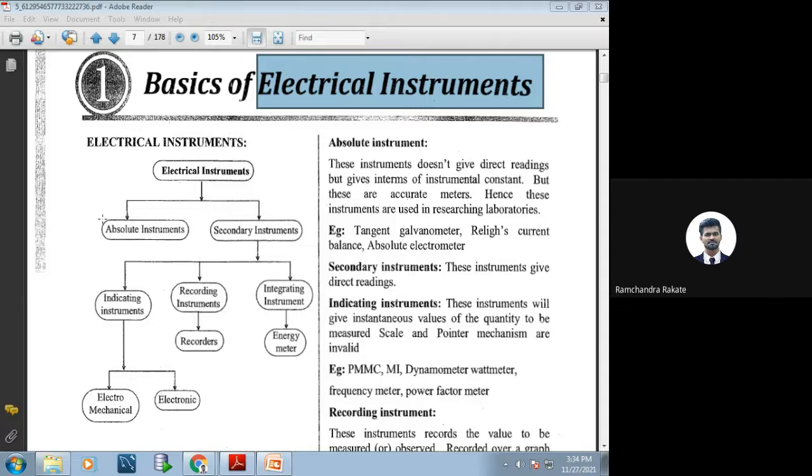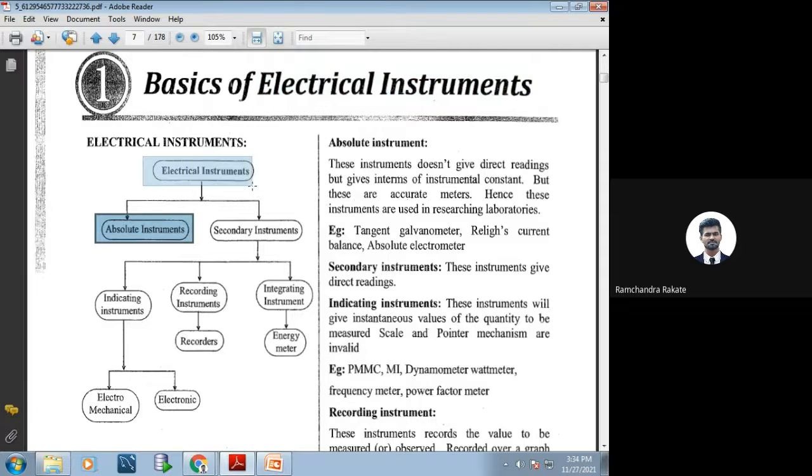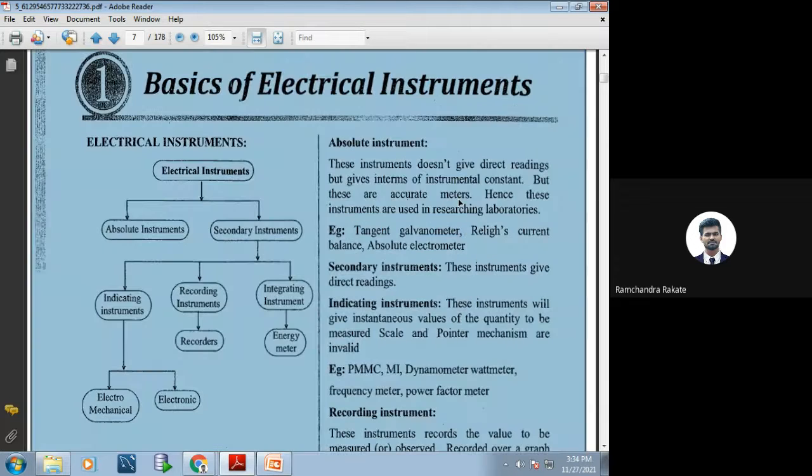So this is the tree diagram which shows that electrical instruments will be categorized as the absolute one and the secondary instrument. Absolute one means what? This kind of instrument does not show a direct reading. Here it is, the absolute instrument. This instrument does not give the direct reading but gives it in terms of an instrumental constant. Most of the time I think you have come across the constant, correct? Likewise, the absolute electrometer and the tangent galvanometer have certain constants. These instruments are used in research laboratories.